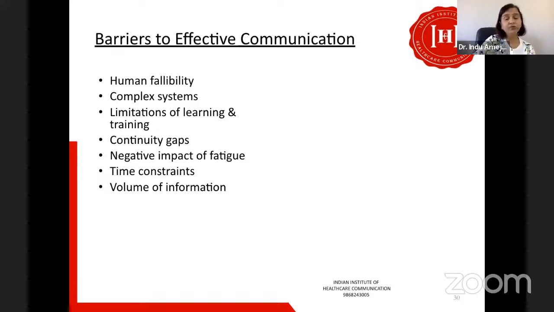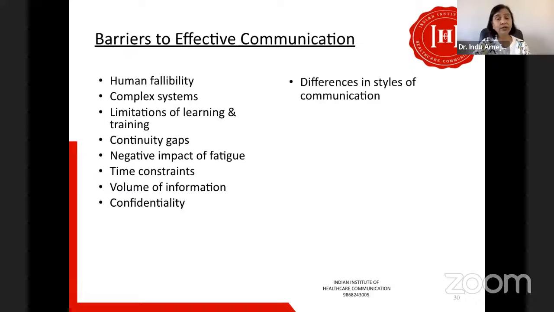Then the volume of information is sometimes so huge that it is practically not possible to verbally tell everything and also retain everything. Confidentiality can be a challenge when it comes to handing over: whether you should really be sharing some information with the other person or not, you have to really consider.